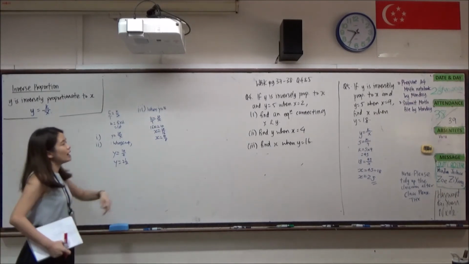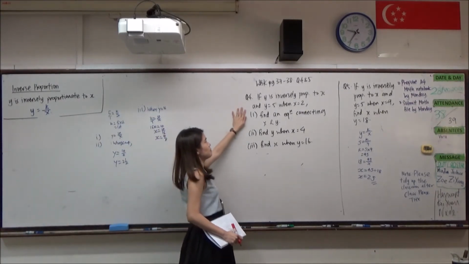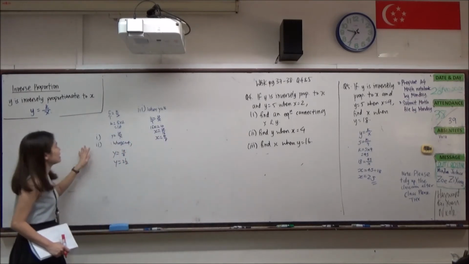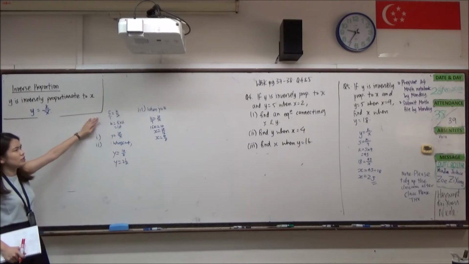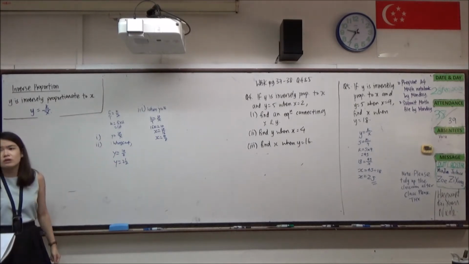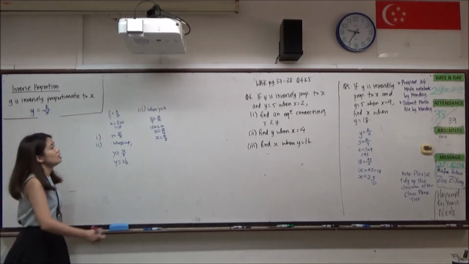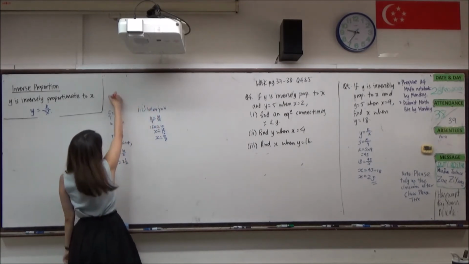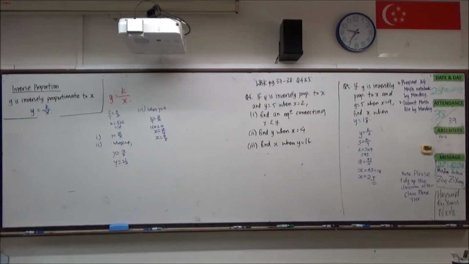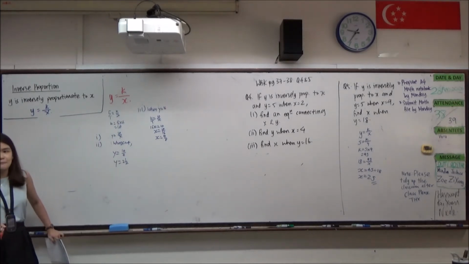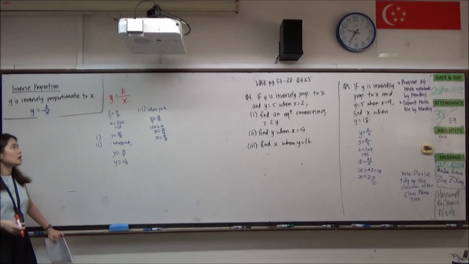For question 4, if y is inversely proportional to x, what Glenn has over here says 5 over 1 equals k over 2. He immediately went to this already. That is not as per expectation. You should start off with y equals k over x first. So please write that statement first before you jump straight into putting in the numbers. Do not be lazy.